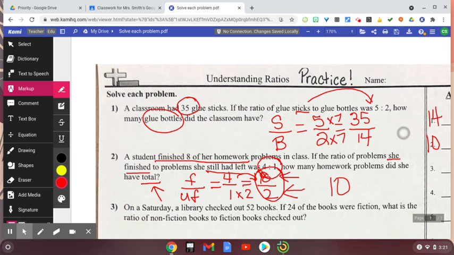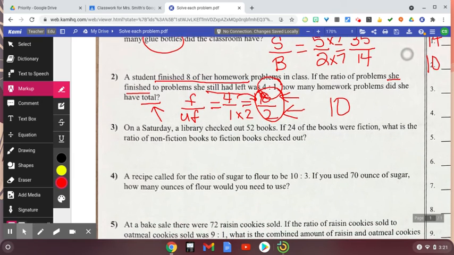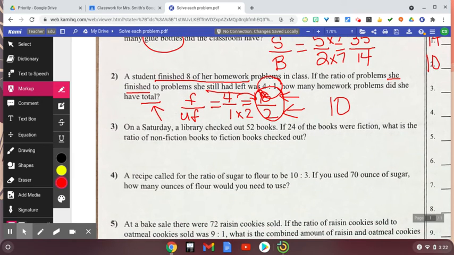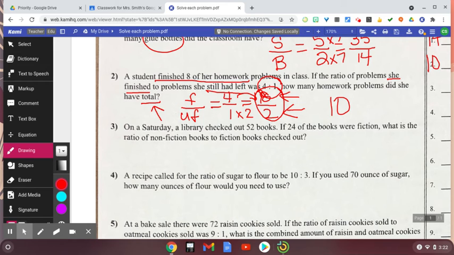On number 3, I'm going to move this up a little bit right over here. This is the third type of problem that you're going to be encountering. Okay. It says on Saturday, a library checked out 52 books. If 24 of the books were fiction, what is the ratio of nonfiction books to fiction books checked out? So the first thing I'm going to look at is what are the two things I'm comparing. So I'm going to use F for fiction and then NF for nonfiction.